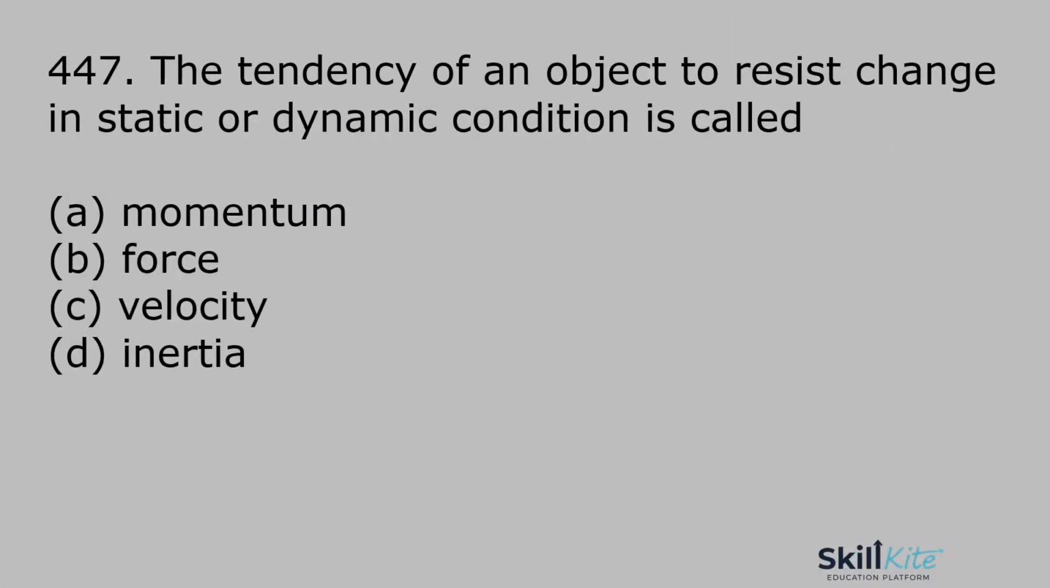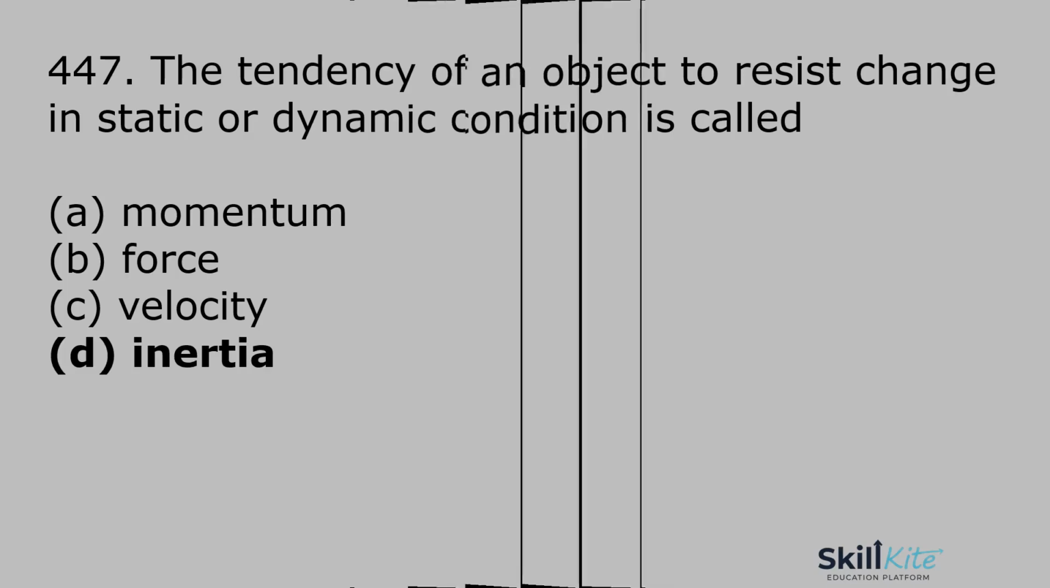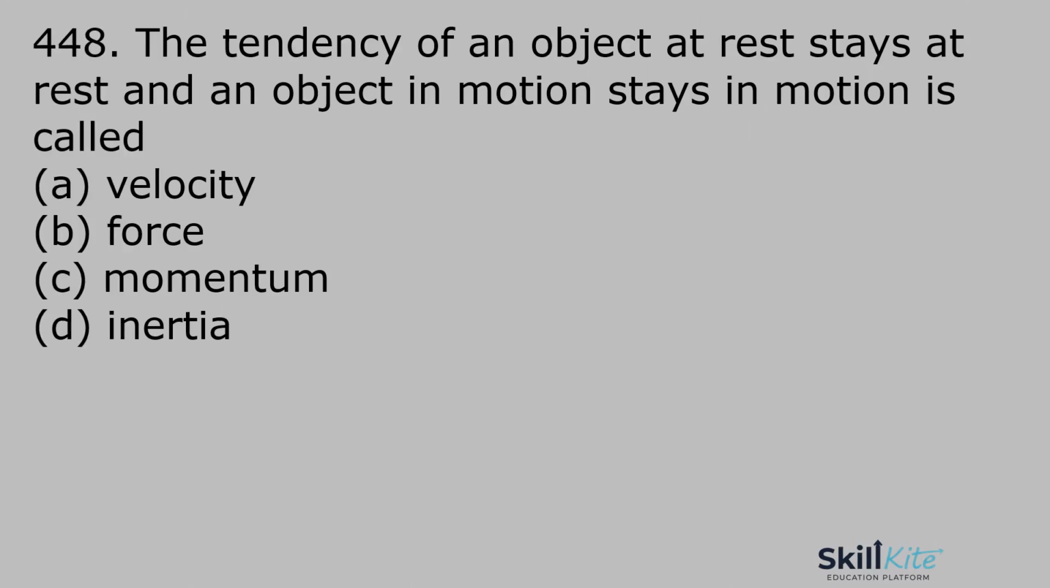The tendency of an object to resist change in its static or dynamic condition is called inertia. We learned it in the first law, so the same definition here. The tendency of an object at rest to stay at rest and an object in motion to stay in motion is called inertia.